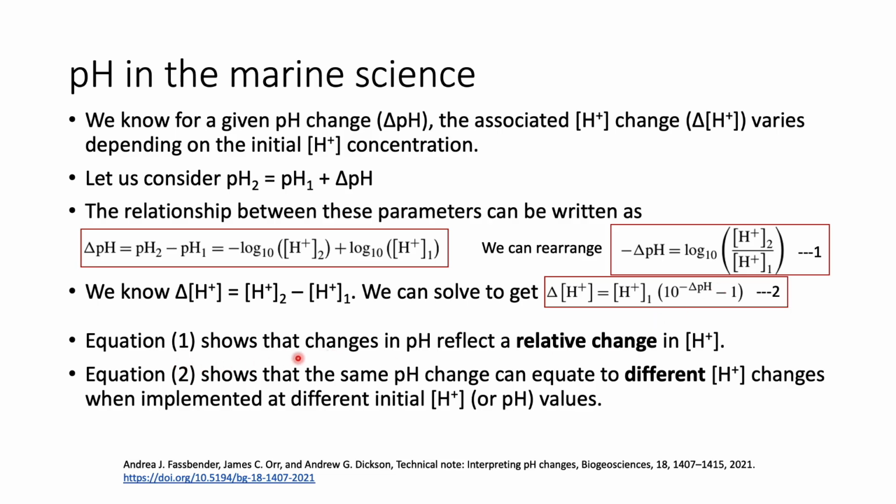Equation 1 shows the change in pH reflecting a relative change in the hydrogen ion concentration. But equation 2 says that the same delta pH can equate to different hydrogen ion concentration changes when implemented at different initial H plus values. So even if we want to use a different scale, whatever the starting pH may be, we can use equation 2 to find the pH at another point.